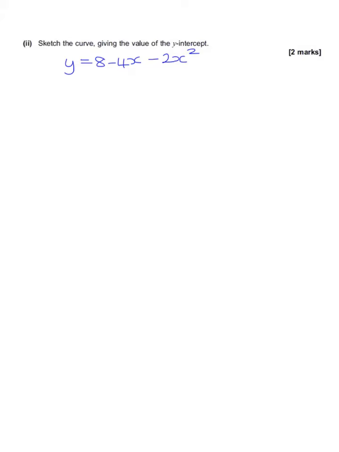The curve y equals 8 minus 4x minus 2x squared is a negative quadratic, so it will look like a U shape, and it will cross the y-axis at 8. However, we also need to determine the position of the graph. We will determine the position using its roots from the previous part of the question. So x equals minus 1 plus or minus root 5.